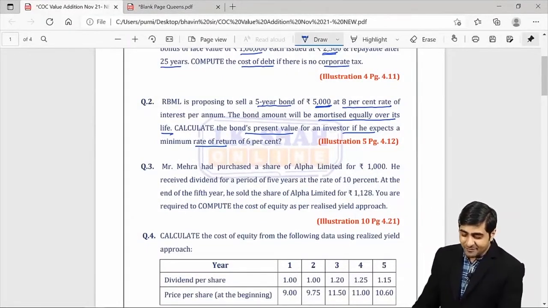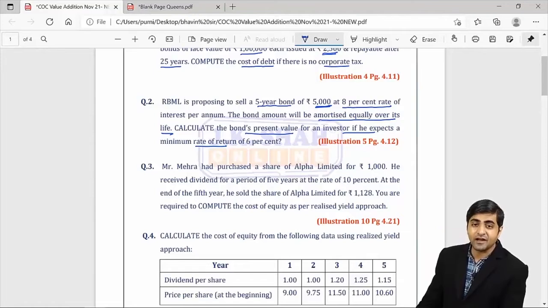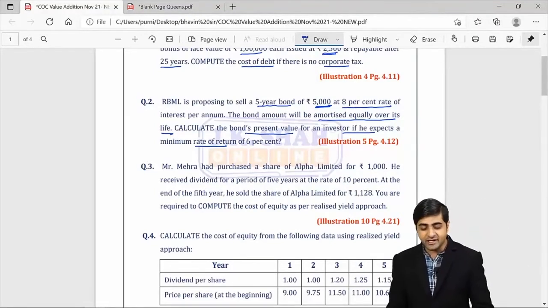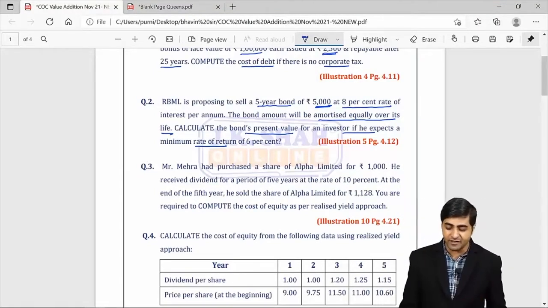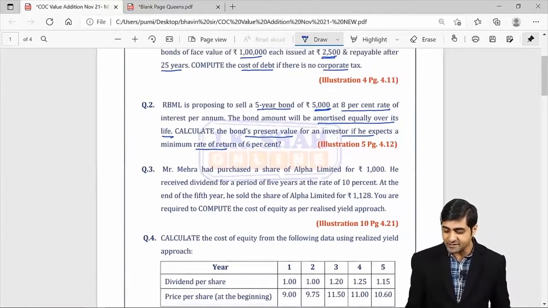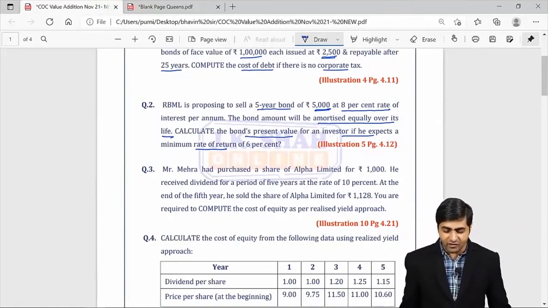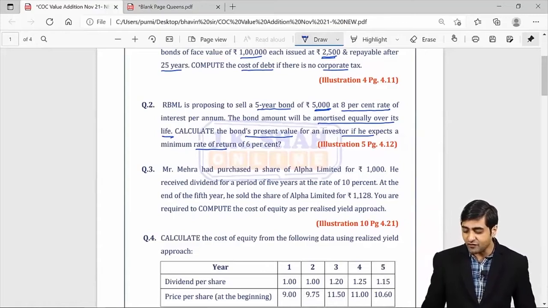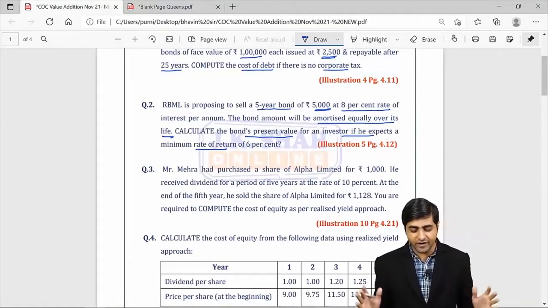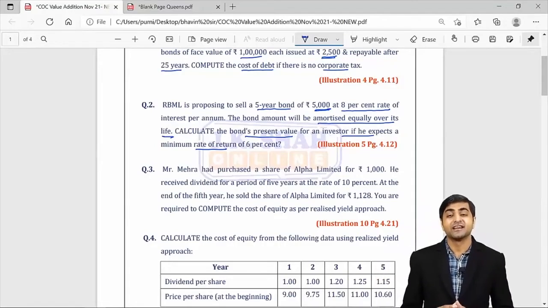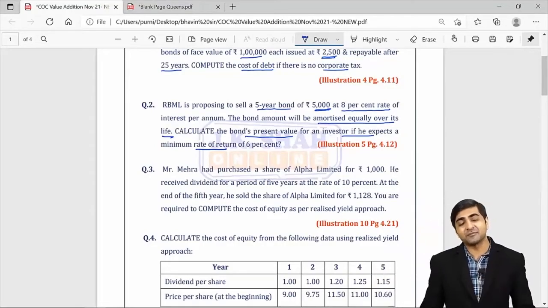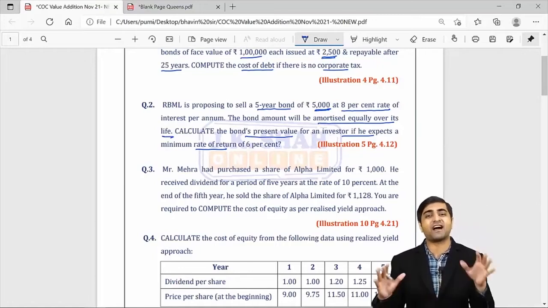Mr. Mehra had purchased a share of Alpha Limited for rupees 1,000 and he received dividend for a period of 5 years at the rate of 10%, and at the end of the 5th year he sold the share of Alpha for rupees 1,128, and you are required to compute the cost of equity as per realized yield approach. So guys, now what is this realized yield approach? This is very similar to the concept of IRR.